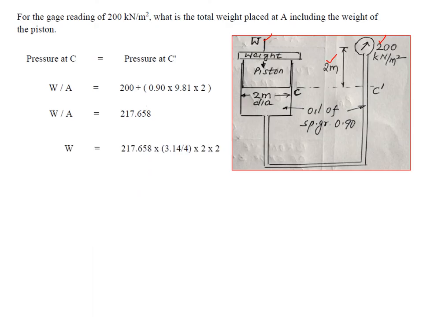But W, if you multiply by area, pi by 4 d square, so therefore you will get the force in kilonewtons. So therefore the weight, including the weight of the piston, has to be 683.45 kilonewtons.